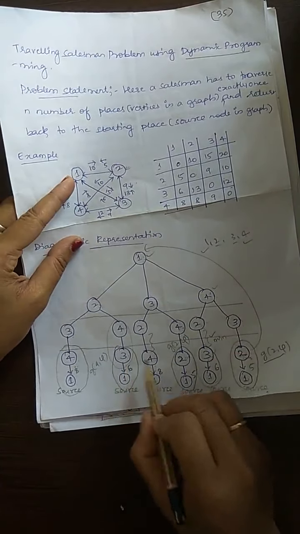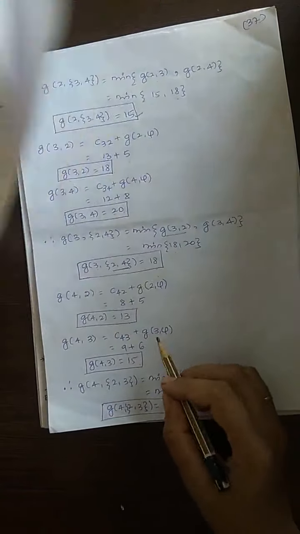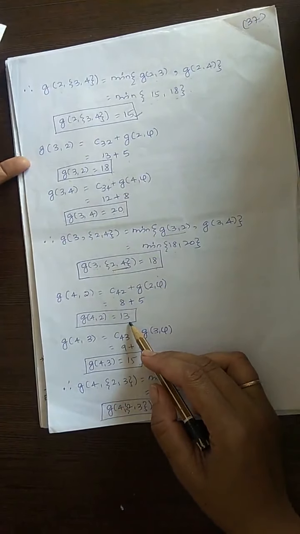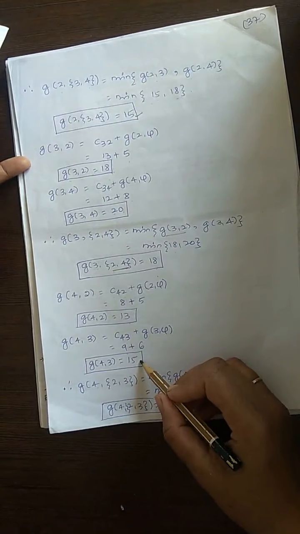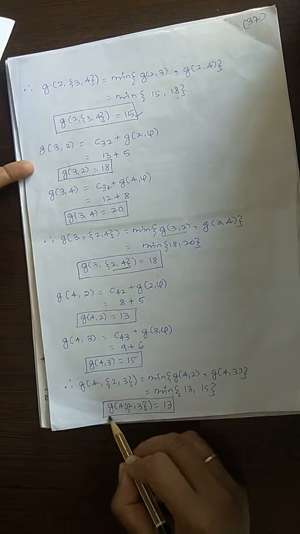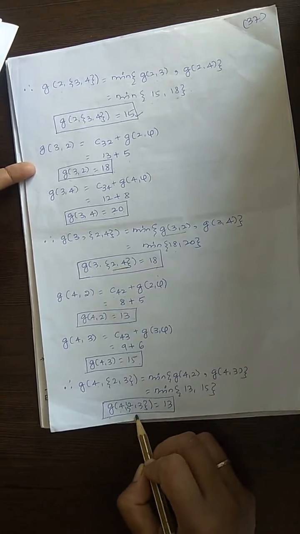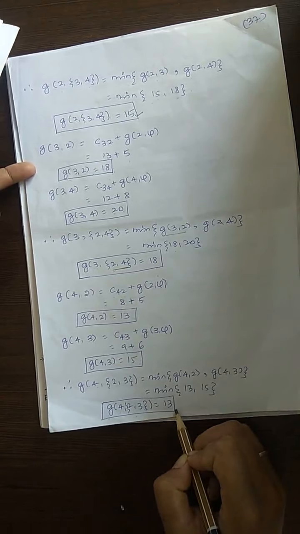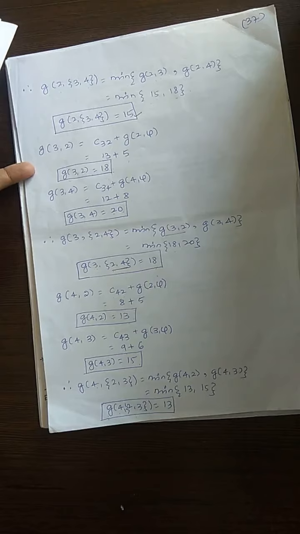So minimum of this we have to take, 4 to 3 and 4 to 2. 4 to 2 is 13, 4 to 3 is 15. Minimum is 13 here. So from G of 4 to the remaining vertices is 13. So this we have got here.